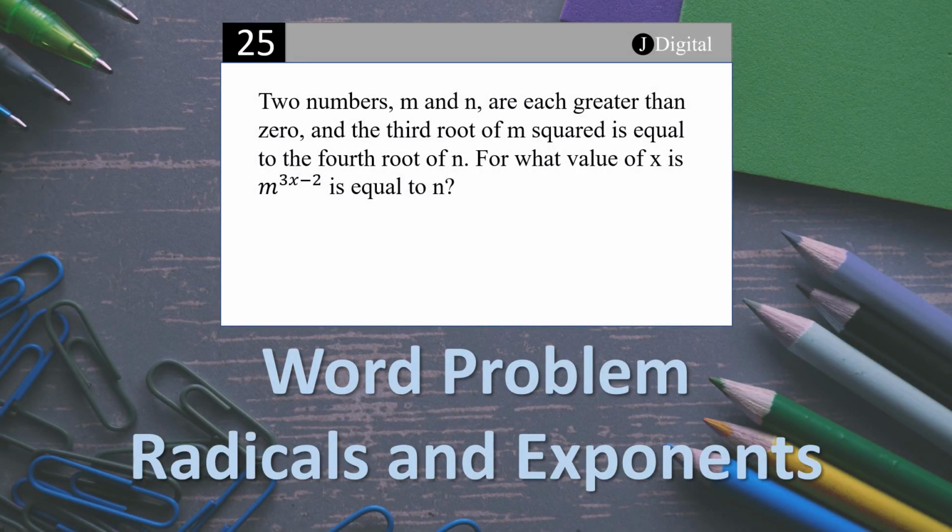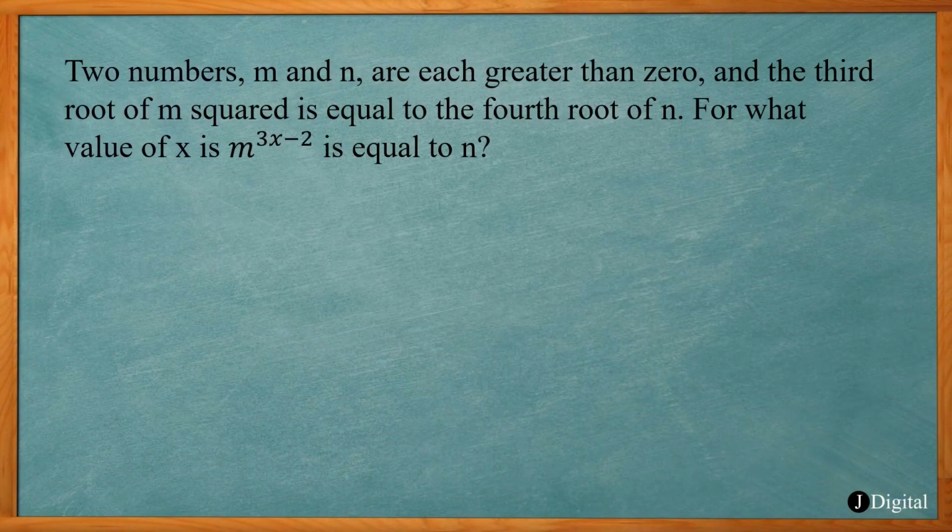In this video, I'm going to go over how to solve this word problem that involves radicals and exponents. So this problem says two numbers, m and n, are each greater than 0, and the third root of m squared is equal to the fourth root of n. For what value of x is m to the 3x minus 2 power equal to n?